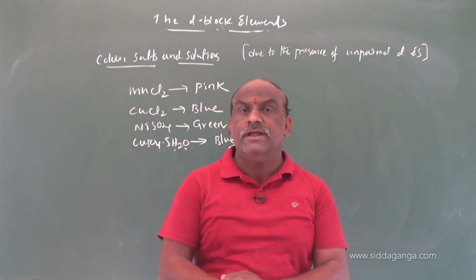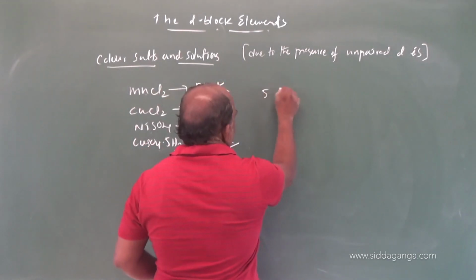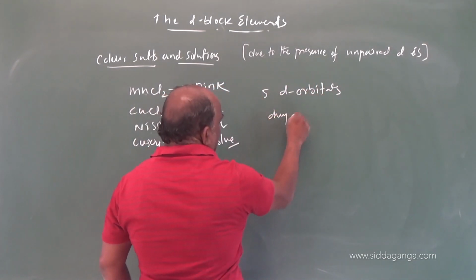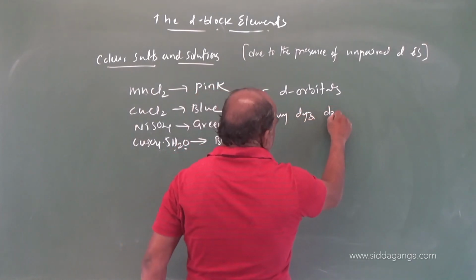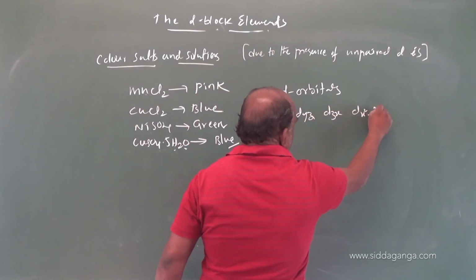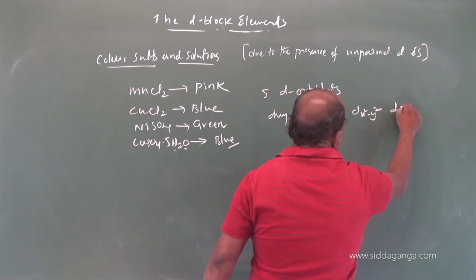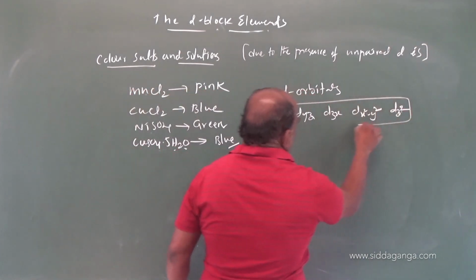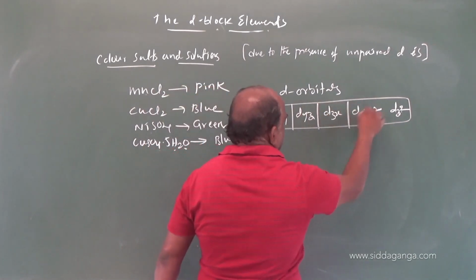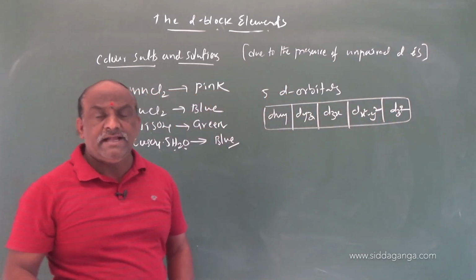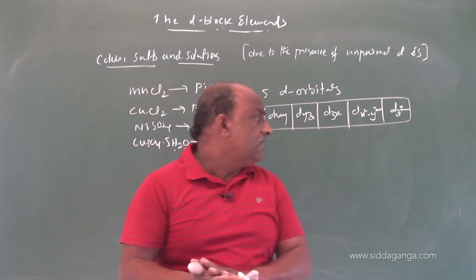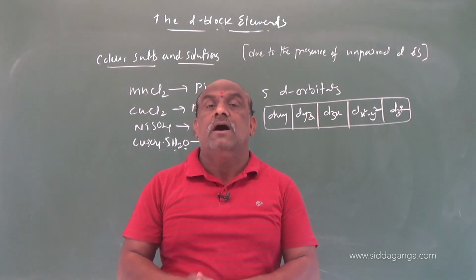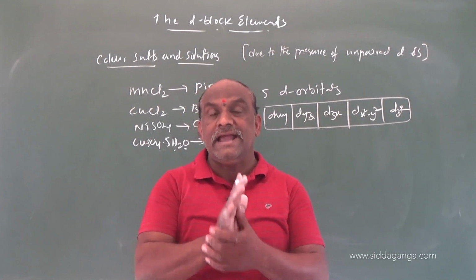Already we know that the number of d orbitals is 5, well known. Those are dxy, dyz, dzx, dx square minus y square and dz square. These 5 d orbitals are degenerate in the gaseous state.